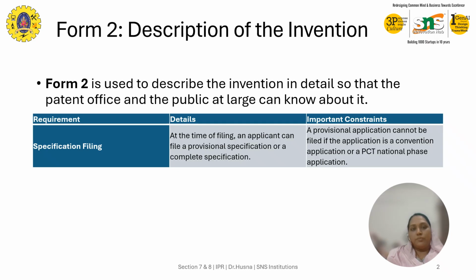Why form 2 matters: form 2 is the core document on which the entire patent stands. The controller examines the novelty, inventive step, and industrial applicability based on what is written here. If form 2 is very weak, there is a possibility of objections and rejection of the application, and they may ask for clarifications and amendments. That is why form 2 is important when we work on a patent, to ensure accuracy and compliance.